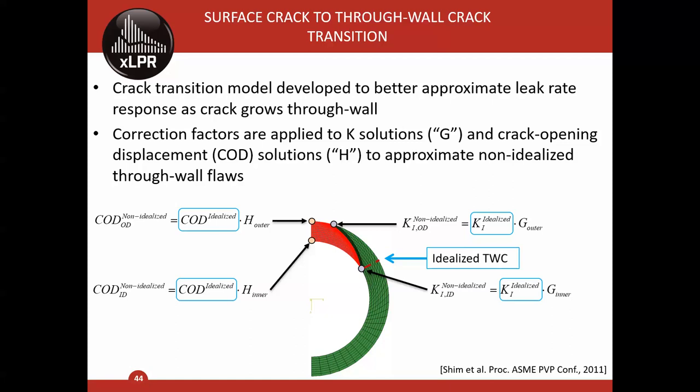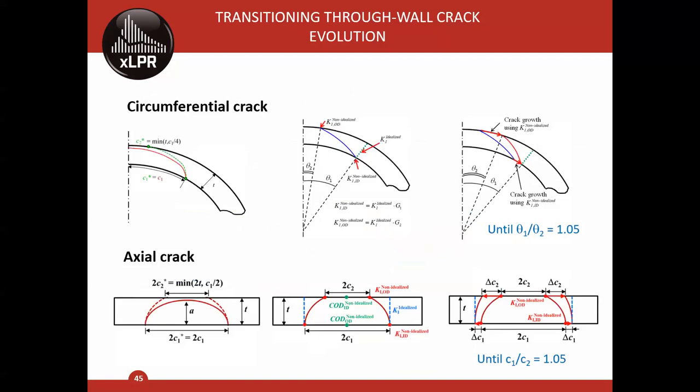The crack transition module calculates adjustments for the stress intensity factor and crack opening displacement solutions for both axial and circumferential transitioning through-wall cracks. These adjustments are made by applying factors to the corresponding K and COD solutions for idealized through-wall cracks with the same ID flaw length. The applied correction factors are developed based on finite element models. Again, contrary to what's shown in the figures here, the transitioning through-wall cracks are modeled more as trapezoids and not as ellipsoids.